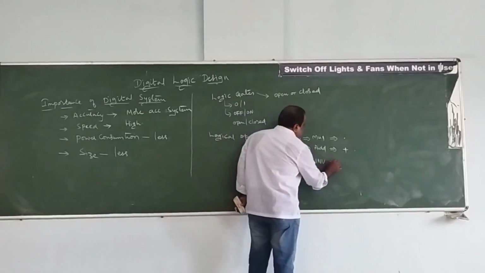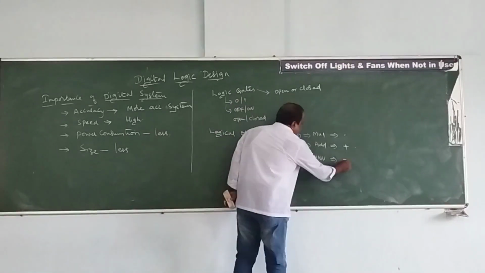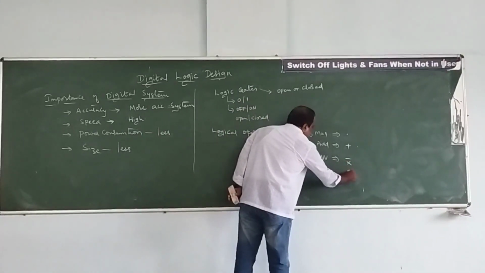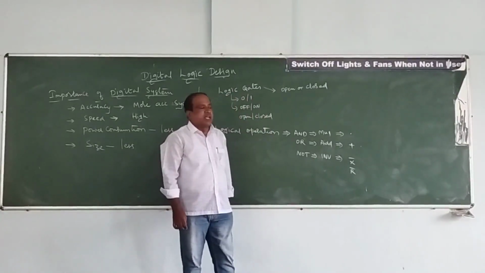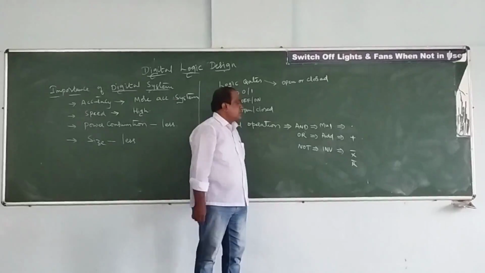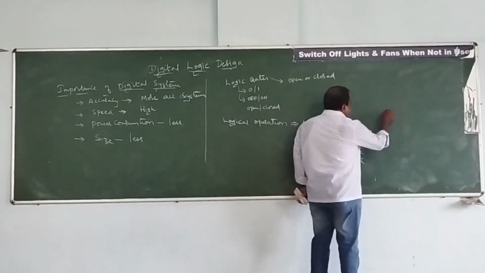And NOT, we use the complement dash. So y dash, x dash, r dash, based on the variable which we are using at the input. So in that we can make the inversion operation. Now I can show with some examples.